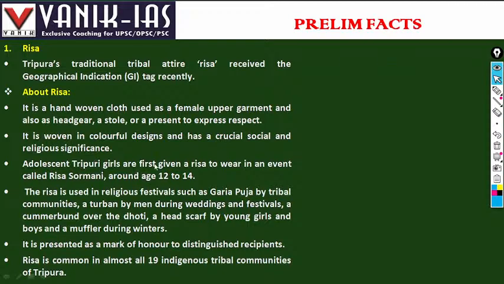Adolescent Tripuri girls are first given a Risha to wear in an event called the Risha Sormani around the age of 12 to 14. The Risha is used in religious festivals such as the Garia Puja by the tribal community, as a turban by men during weddings and festivals, as a cummerbund over the dhoti, as a headscarf by young girls and boys, and as a muffler during the winters. It is presented as a mark of honor to distinguished recipients. Risha is common to almost all 19 indigenous tribal communities of Tripura.